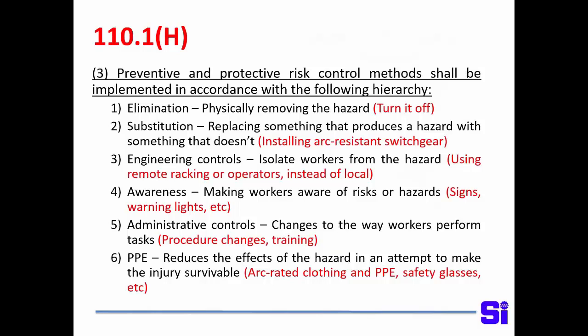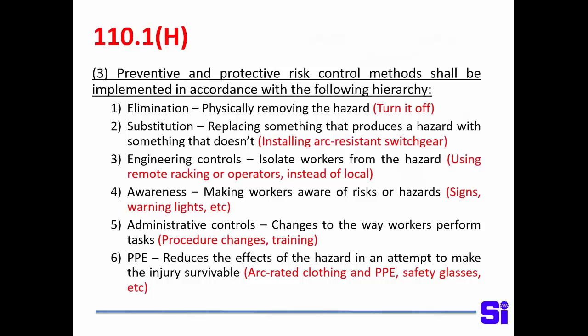110.1H again, number 3, preventative and protective risk control methods shall be implemented in accordance with the following hierarchy. So we have elimination, which is removing the hazard, and I have as a note here, turn it off. Substitution, replacing something that produces a hazard with something that doesn't, like installing arc-resistant switchgear. Engineering controls, isolating workers from the hazard. And a good example of this is using remote racking devices, remote operators, instead of standing in front of the equipment and doing it.